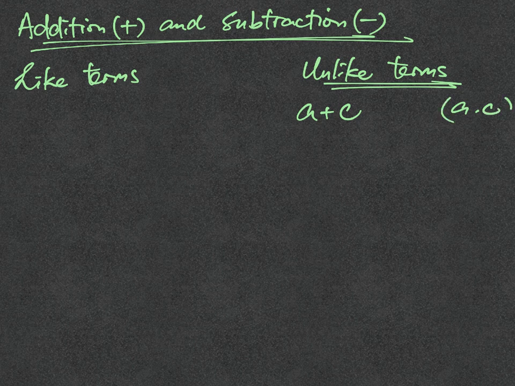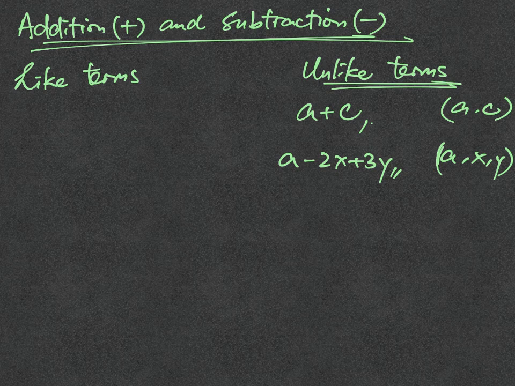Similarly, you can also say A, X, Y are unlike terms. So any calculation on them, like A minus 2x plus 3y, cannot be calculated. That means that's all, this is the answer.